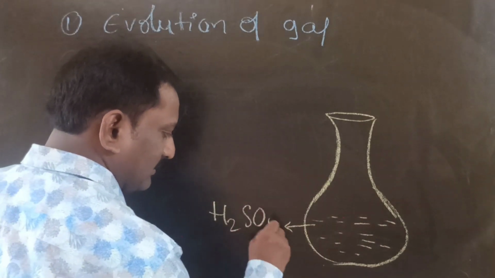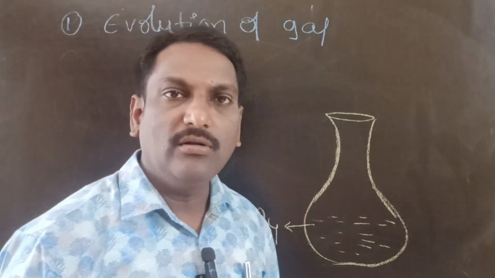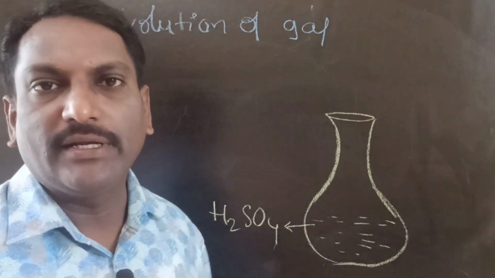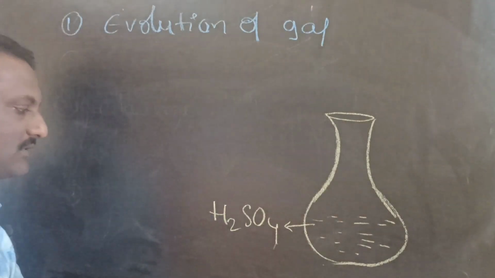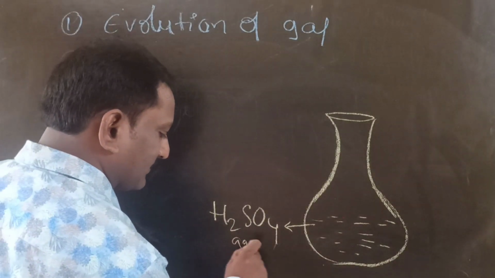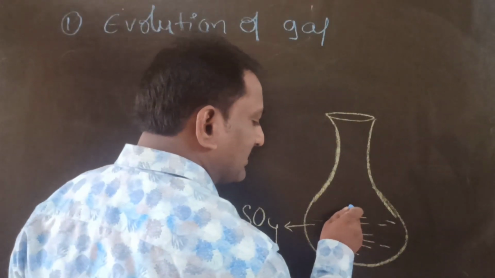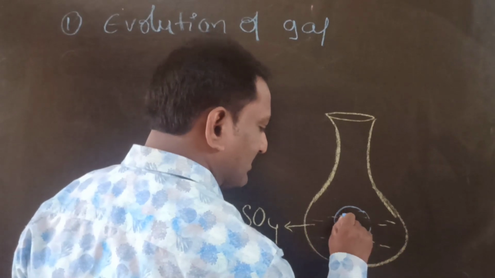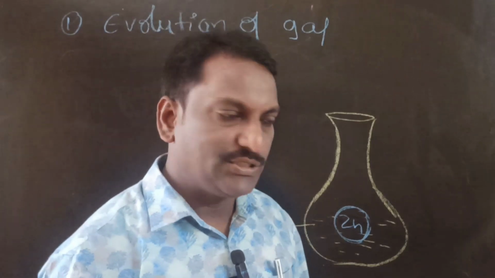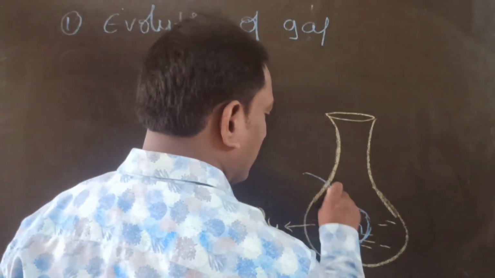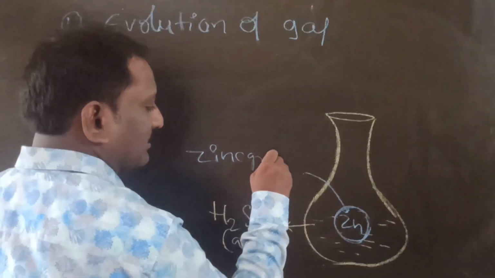sulfuric acid. Sulfuric acid, formula H2SO4, is also called oil of vitriol, and sulfuric acid can be considered the king of chemicals. So, an aqueous solution of sulfuric acid. Now add a few zinc granules to it. Zinc, symbol Zn. Zinc granules. Make a note of it.